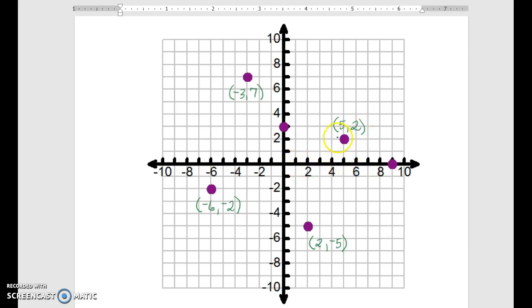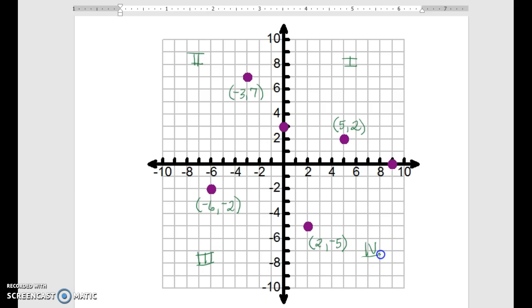So this would be 5 and then 2. It would go to -3 and then up to 7. -6 and then down to -2, and over to 2 and then down to -5. This is known as the first quadrant. The second quadrant goes in counterclockwise order, then the third quadrant and the fourth quadrant.